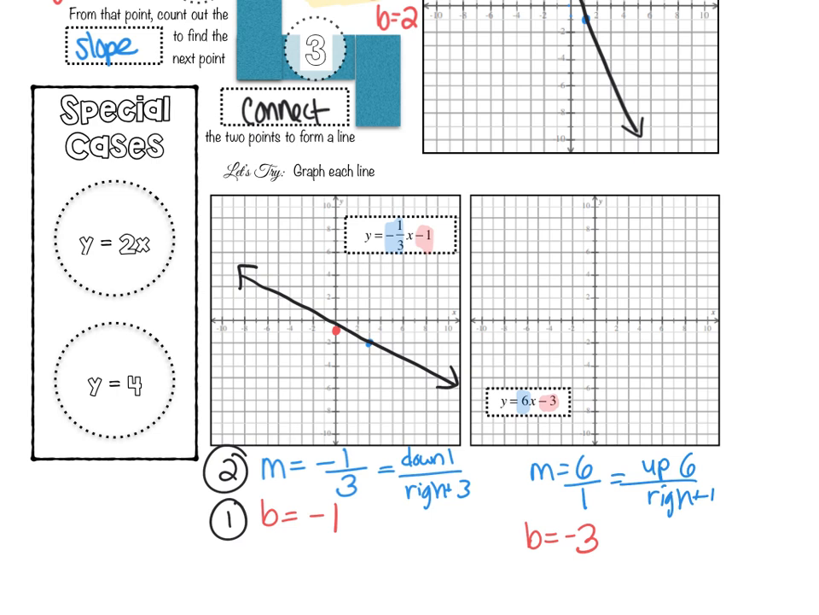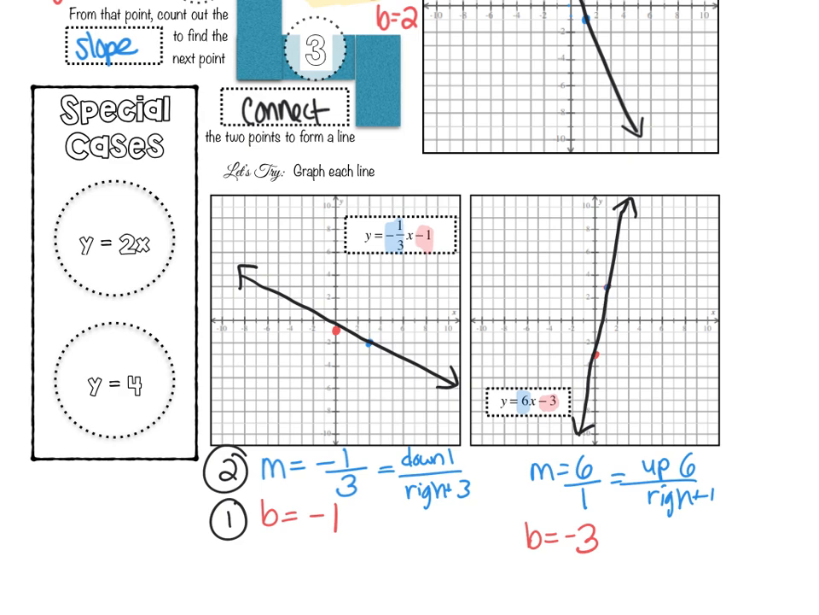So I'm going to start with my point at negative 3 on the y-axis and I'm going to plot it. So that's going to end up being right there. And then from there, I'm going to go up 6 notches and I'm going to go right 1 notch. So I should end up somewhere over here. And once I have made my 2 points, I can now connect my 2 points to form a line. Okay.